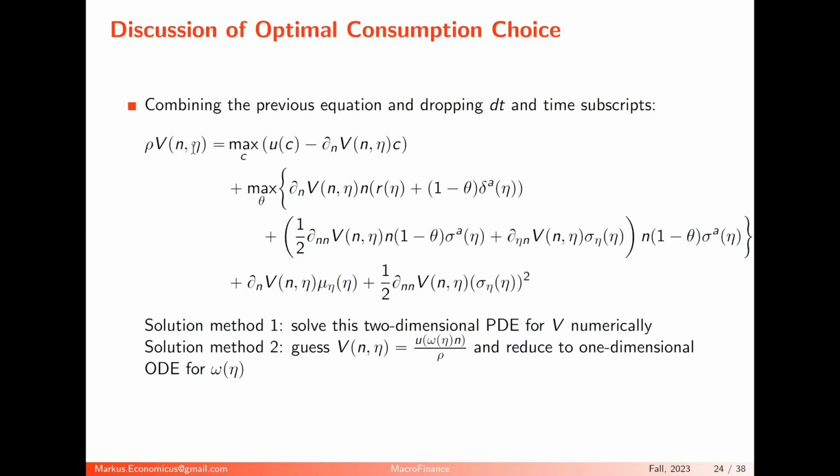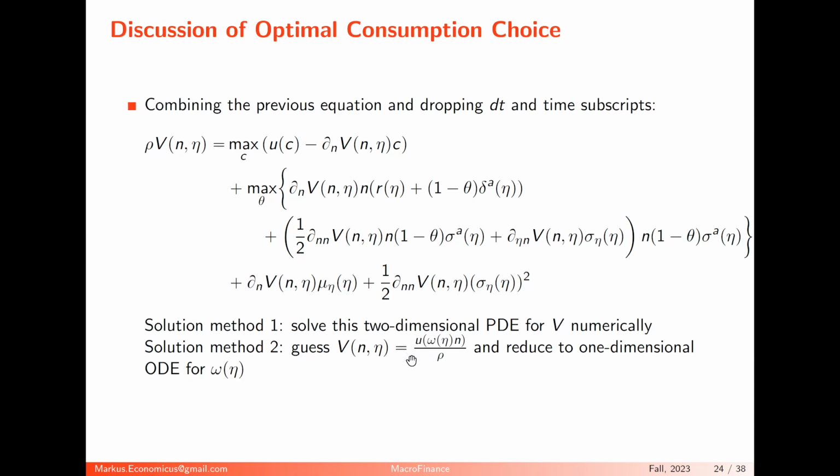Or I can say, I guess the value function, given my constant relative risk aversion utility function. Then the problem actually simplifies. And as we said, the n drops out. Then I solve for this omega as a function of eta. Okay, and then it's just a function of one variable. It's an ordinary differential equation rather than a function of two variables in the partial differential equation. It's much more difficult to solve. I can only solve it numerically.